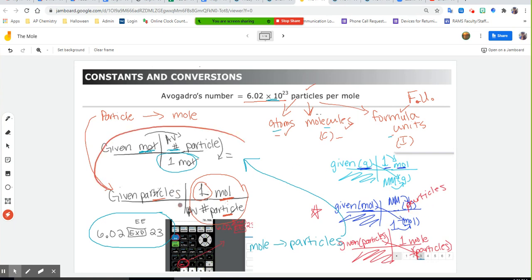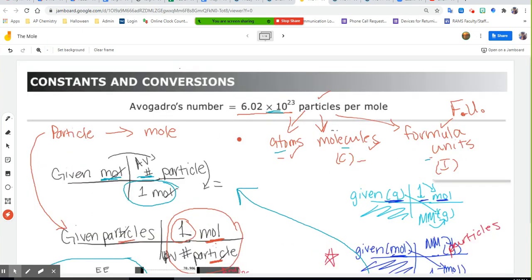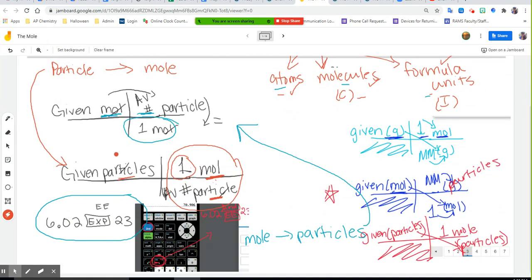Okay, so you kind of see a little bit prettier version of it over here. And so what we see is going from particle to mole, we brought particles down to the right, and we ended up with 1 mole on top. 6.02 times 10 to the 23rd. So Avogadro's number always goes with particles. And then if we're trying to go from moles to particles, we would go moles. Moles comes down to the right, and we would have the 1 mole together, and then we would put Avogadro's number on top.